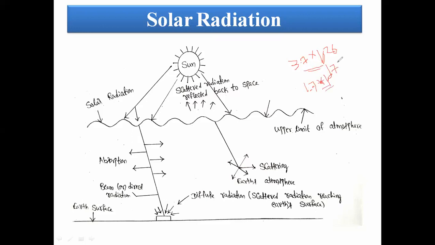If you utilize it completely, there is no need to depend on other energy sources. With the help of solar, you can satisfy the whole demand. Now here, it consists of two layers. One is the Earth's surface, another is the sky hemisphere, which is the upper limit of the atmosphere.